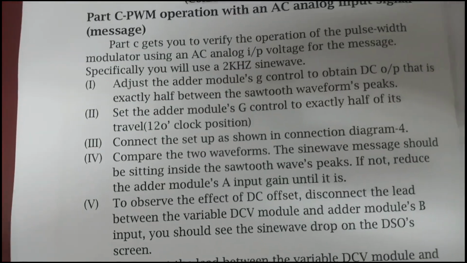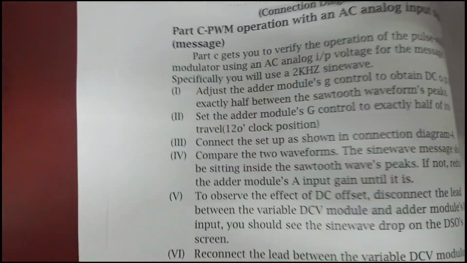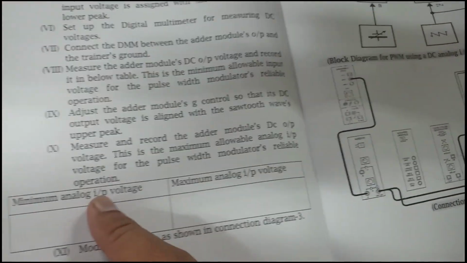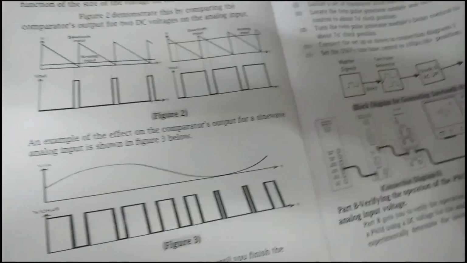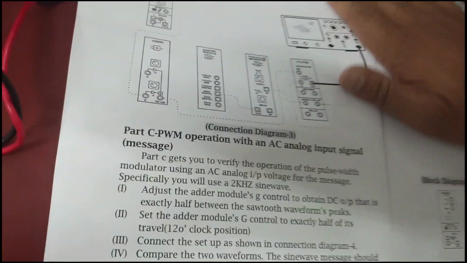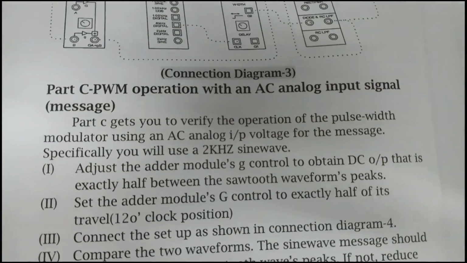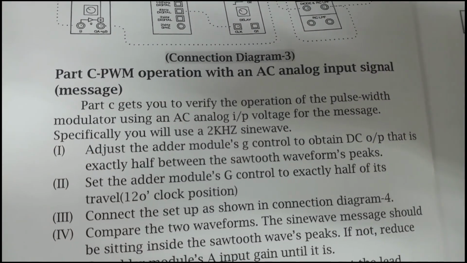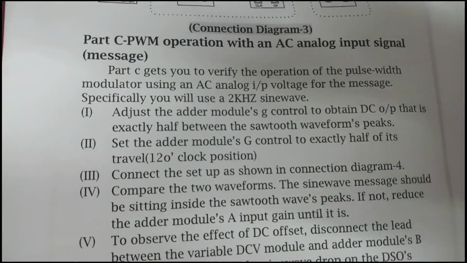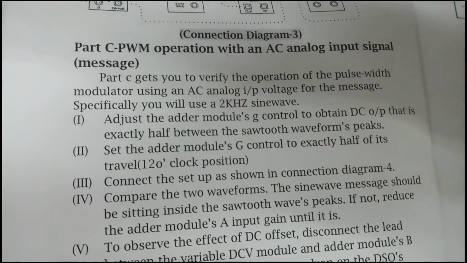In the second part we gave this DC analog input voltage. Now in the third part, we will provide an AC analog input voltage. As the AC analog input signal message, a sinusoidal signal will be given.